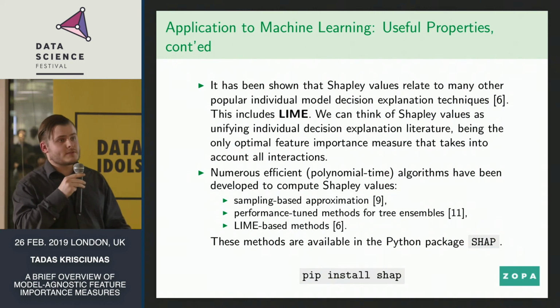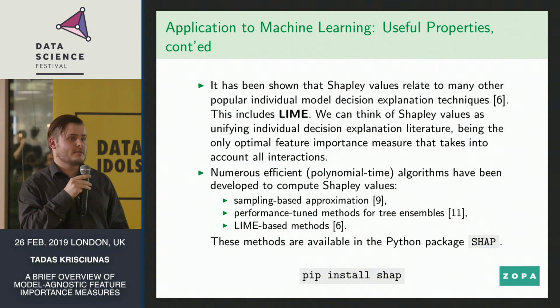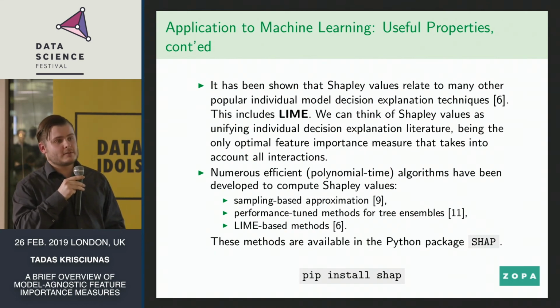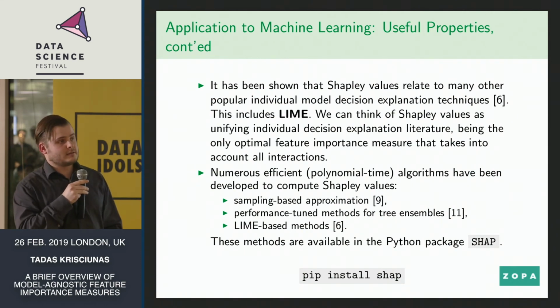We also have numerous very fast algorithms to compute Shapley values. Specifically for tree ensembles, there is something quite fast. But we can also approximate Shapley values by using sampling over our feature space. And all of it is already implemented and readily available in the Shap package online.